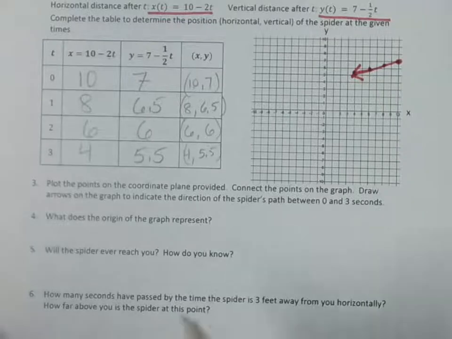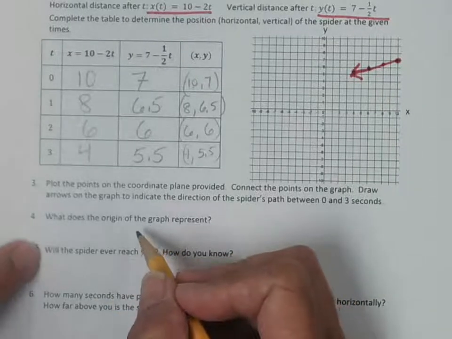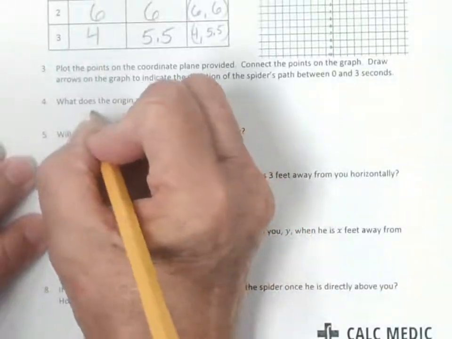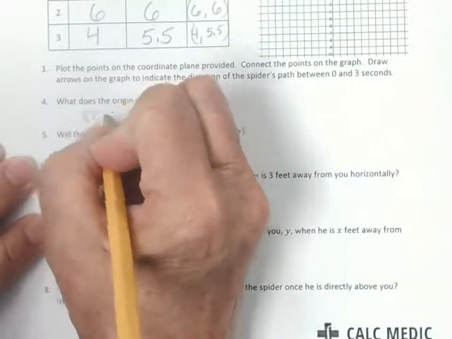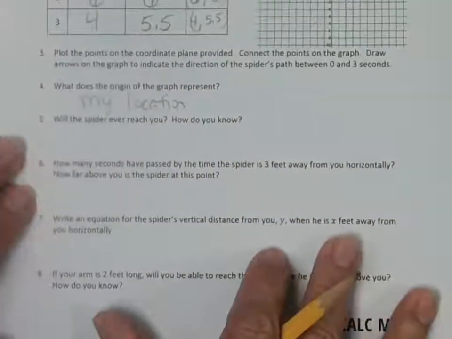Next question, what does the origin represent on the graph? Well, I care about where the spider is relative to me. So the origin represents my location. So that is where I am. I'm on the bed.